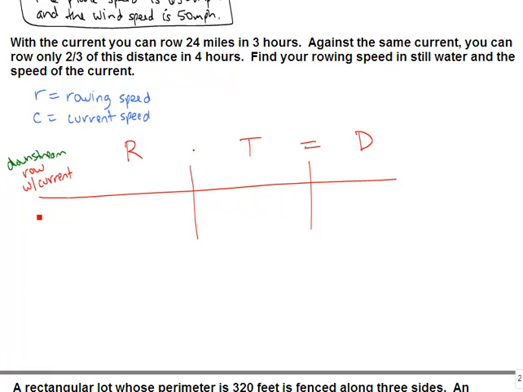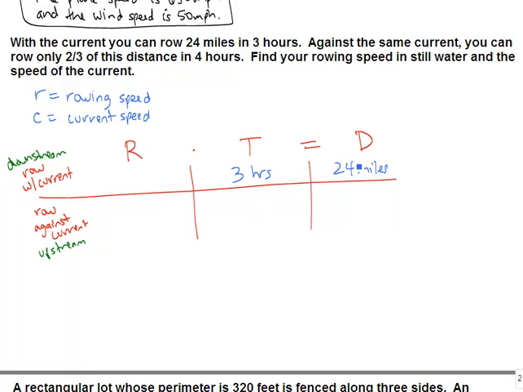And then for the second row, this is going to be rowing against the current, and that would be the same as going upstream. So your rate is going to be slower when you're going against the current than it would be going downstream. So let's fill out our chart. The time when I'm going with the current is 3 hours, and I go 24 miles. So my time with the current is 3 hours, and I go 24 miles.